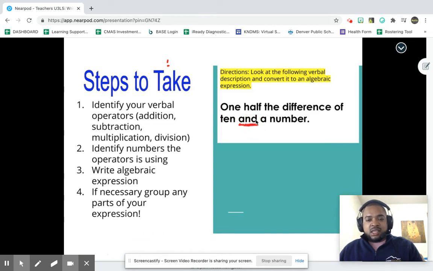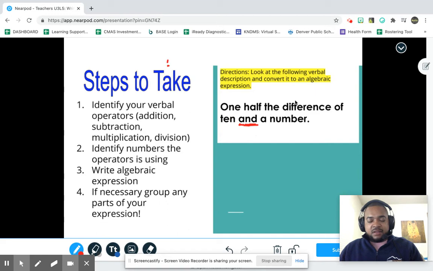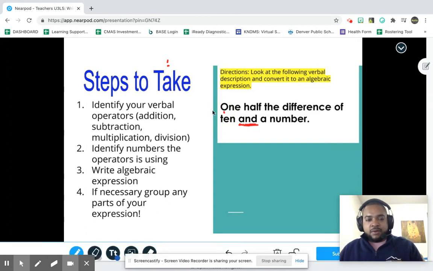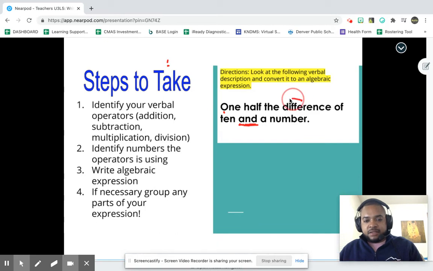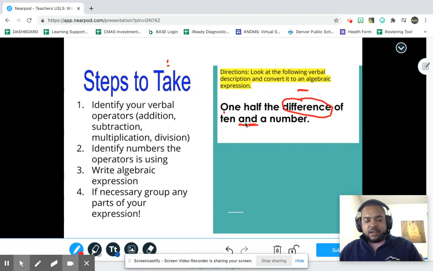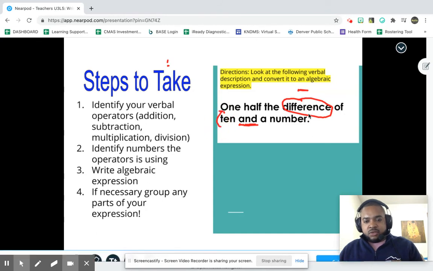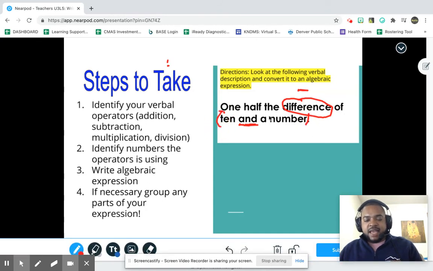Normally, when you see "and," that means you are going to have a different grouping, another entity that you need to represent. So, 1/2 the difference. First of all, I want to identify my operator. The difference, so there's my operator. Difference means subtraction again. 1/2 the difference of 10 and a number. This "and" means this is going to be a grouping together: the difference of 10 and a number.